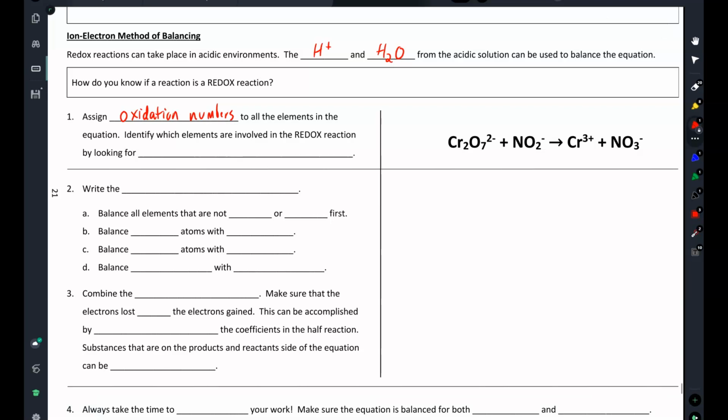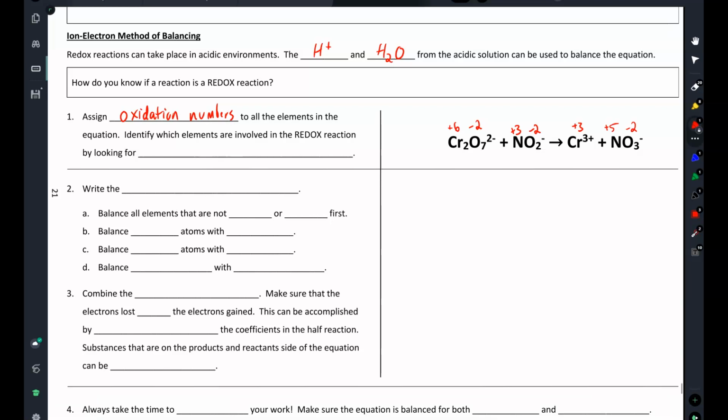So let's take a look. I've got chromium and oxygen. Oxygen in almost all situations is a -2, so 2 times 7 gives me -14. And I have a -2 overall, so I need a positive 12. 12 divided by 2 gives me +6 for chromium. Oxygen, -2 again. This is a -1 ion, so this must be a +3 from nitrogen. Chromium 3+, that's a freebie. It's got a charge of +3. Oxygen, -2 again, so that's -6 in total, charge of -1. So nitrogen must have a +5 oxidation state on the product side.